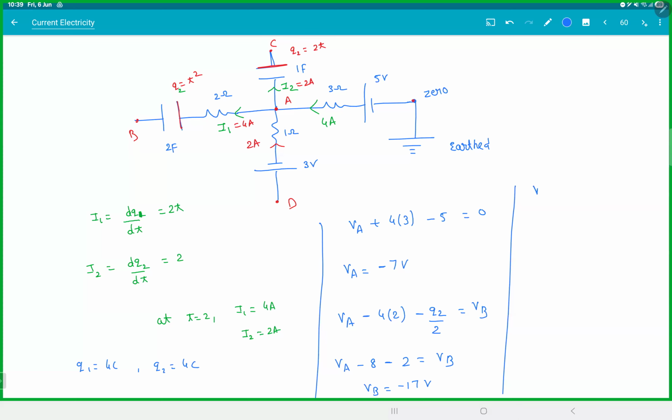You just do it for each branch like that and you're done. You'll go from VA plus 1 into 2. You're going through the battery, plus 3. You reached VD. This is 7 minus 2 and this is plus 3 is equal to VD. Similarly, go from A to C. So VA, the current is useless. You're going from negative to positive plate, so plus Q1 by 1 is equal to VC. Got this? VA is 7, minus 3.